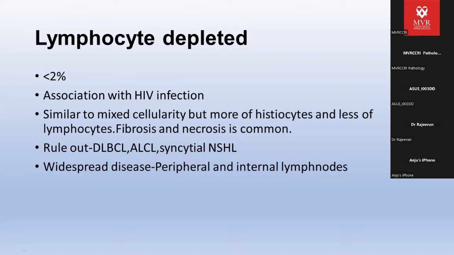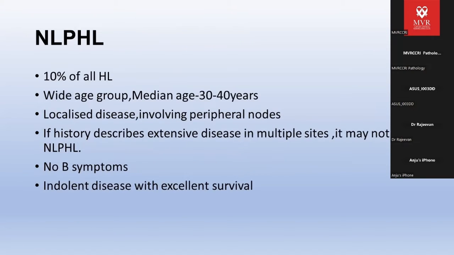In such cases where the background is very depleted and you see syncytial sheets of Hodgkin cells, the differential that comes in lymphocyte depleted Hodgkin lymphoma is a B cell lymphoma, like a DLBCL, or an ALCL, or a syncytial nodular sclerosis Hodgkin lymphoma. I don't have a case of lymphocyte depleted Hodgkin lymphoma to show you. I'm sorry. Then we'll go on to the next case.